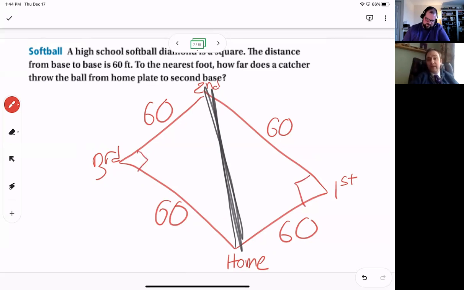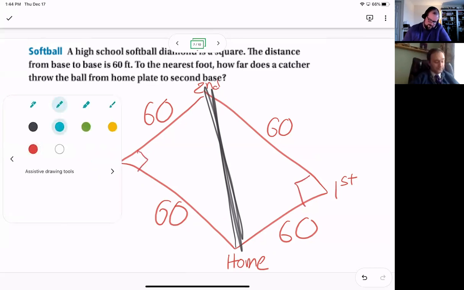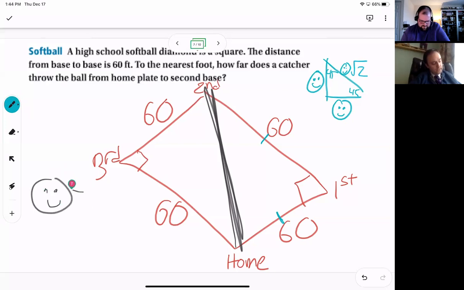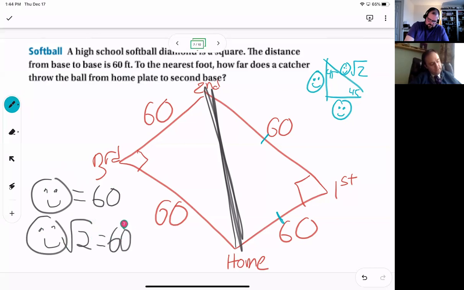Yeah, so we've got a right angle there because we have squares. So this is just an isosceles right triangle, right? So we've got the smiley face, root 2. And in this case, smiley face is equal to 60. So that means smiley face root 2 is equal to 60 root 2, and we did it.